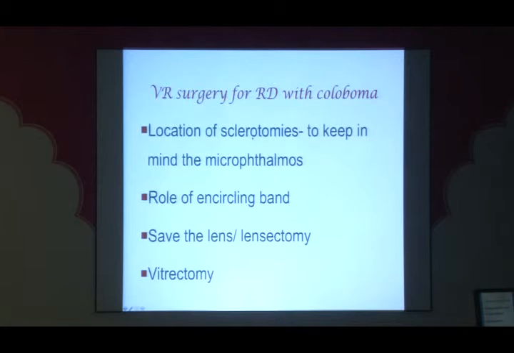Now let's go quickly to the surgical technique. We need to be conscious of the fact this is a microphthalmic eye. The pars plicata and pars plana are very narrow, so your sclerotomies have to be correspondingly pushed anteriorly towards the limbus. You may end up sacrificing the lens, which is okay, and the role of an encircling band is rather questionable. You perform, of course, a total vitrectomy.